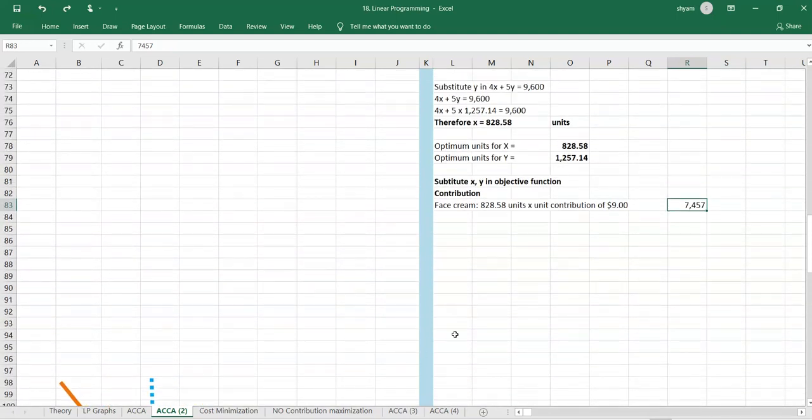8258 of x into $9 contribution is this number. Body lotion, this number of units into $8 contribution is this number. Total contribution is this number. Fixed cost we have in the sum per week, that comes to 1,800, and profit would be 15,714. So we have got our profit.